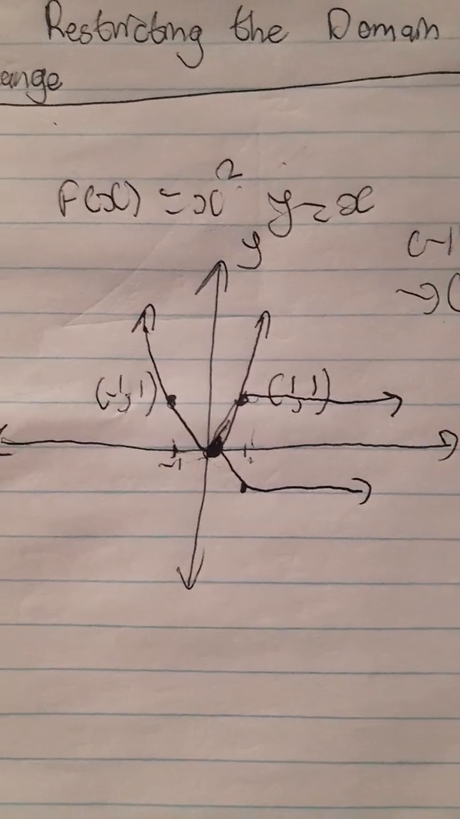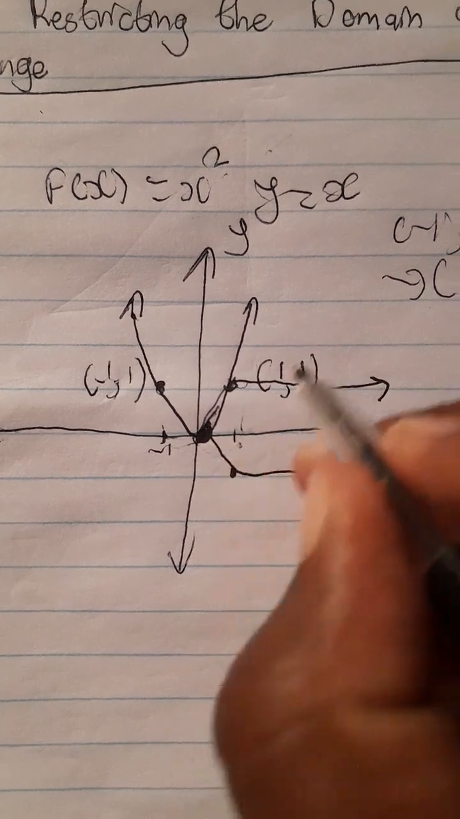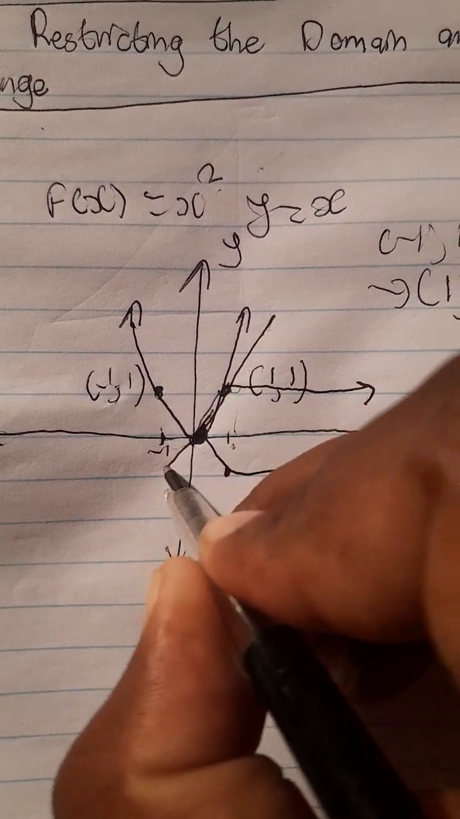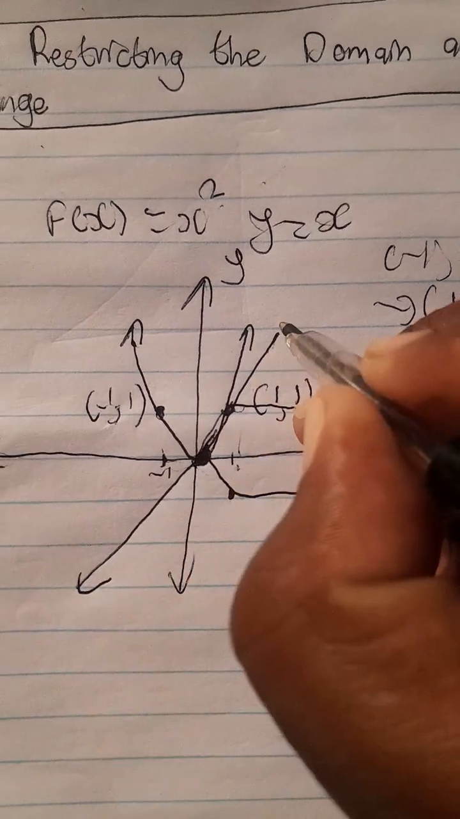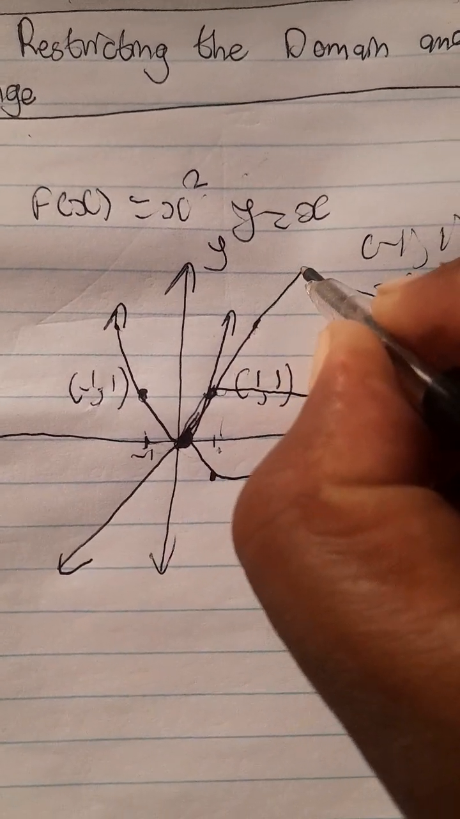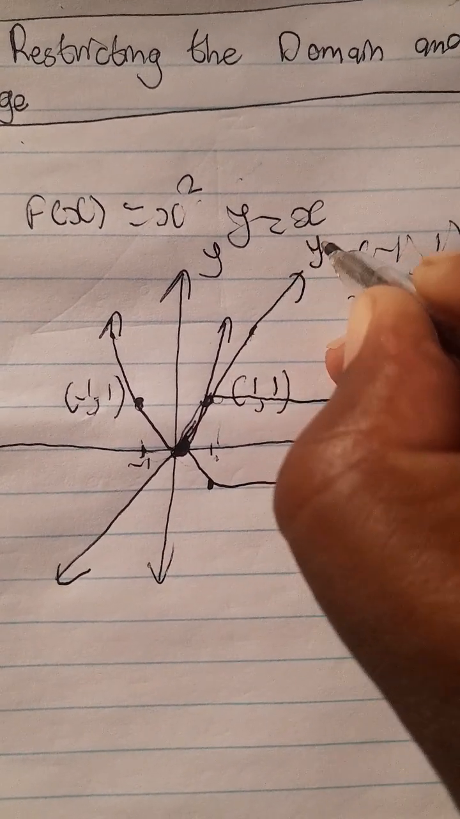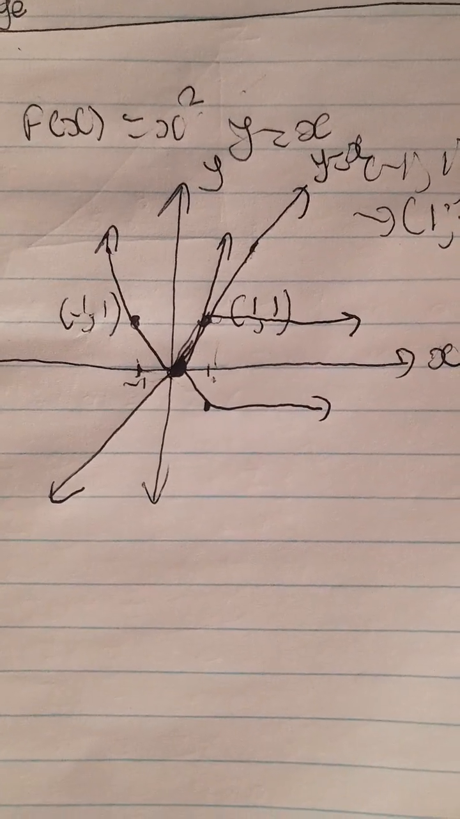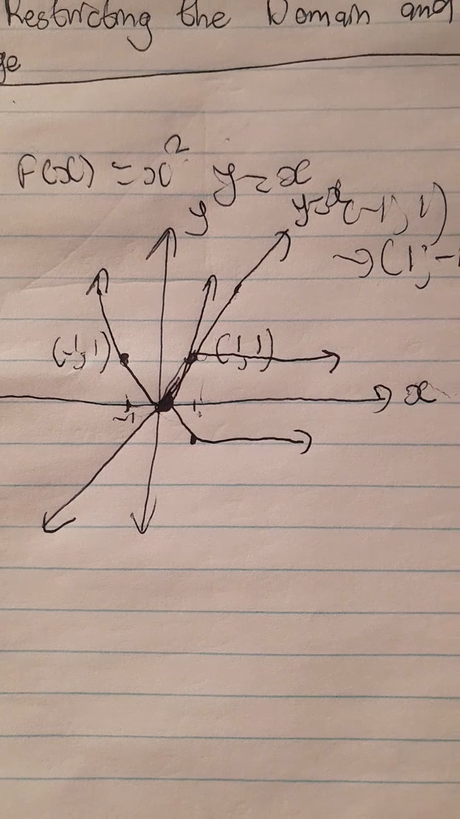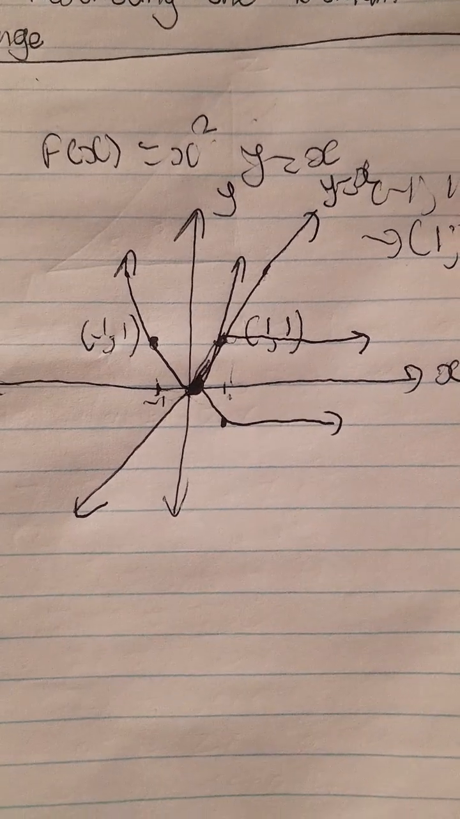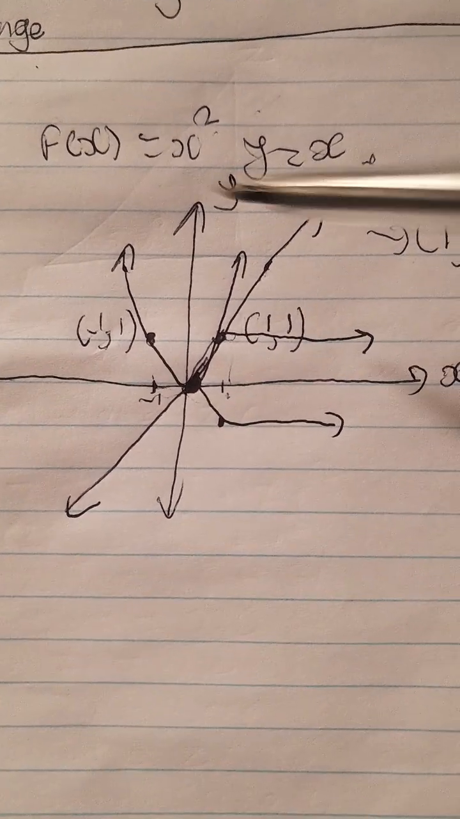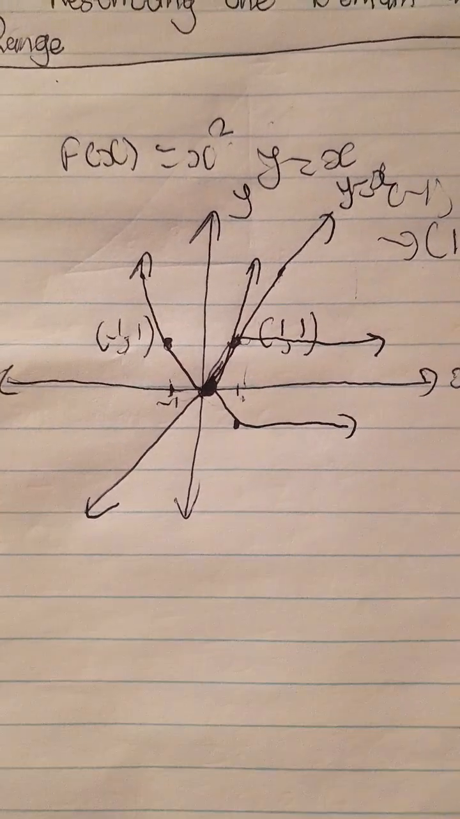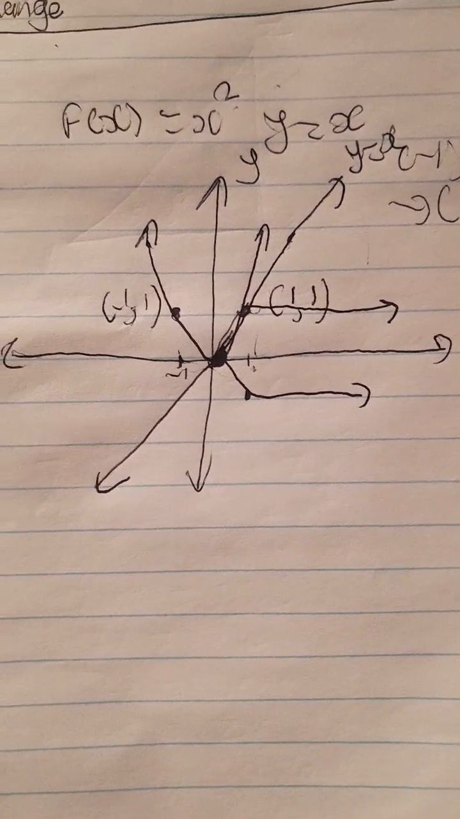So what about y is equal to x? Y is equal to x will pass through this. We'll have a straight line there, y is equal to x. We've already drawn the inverse of this.